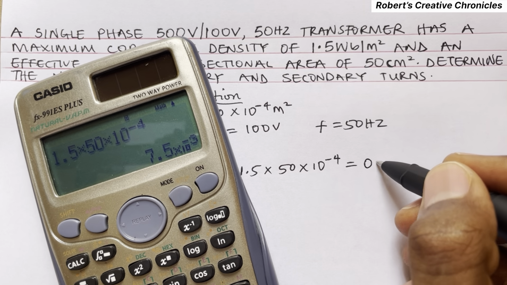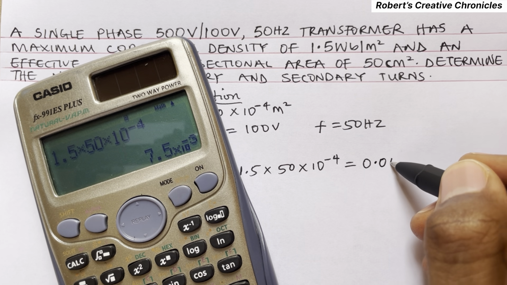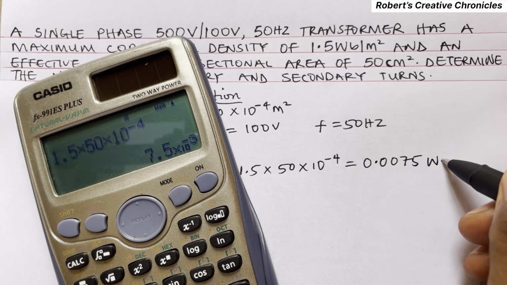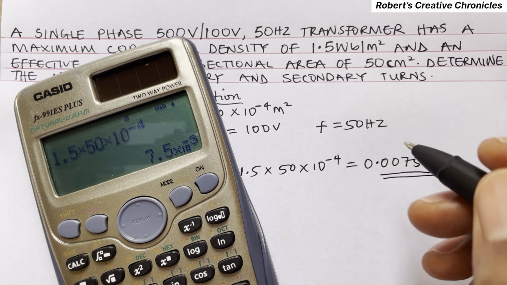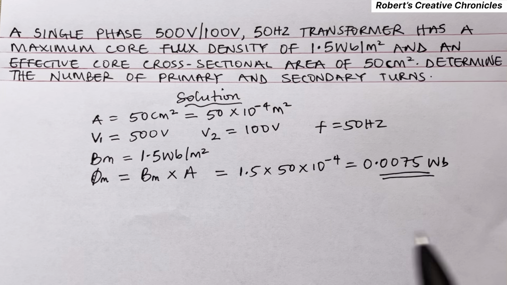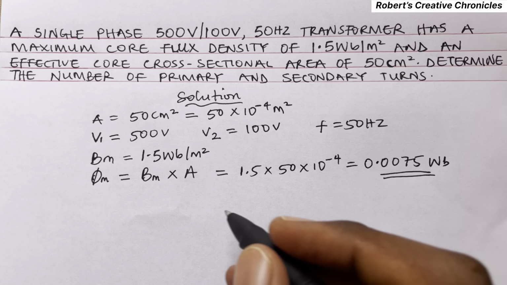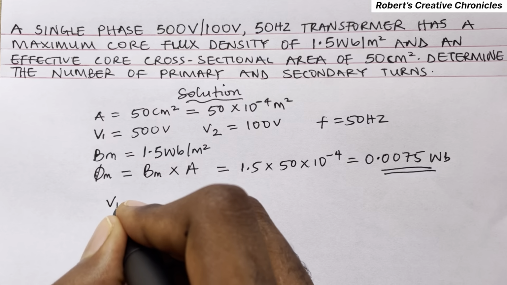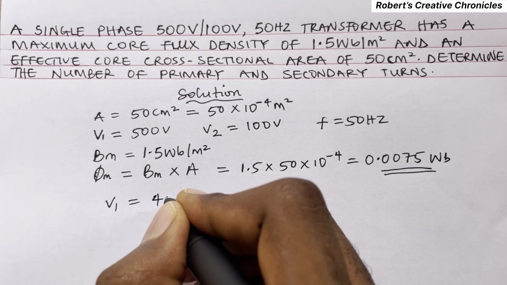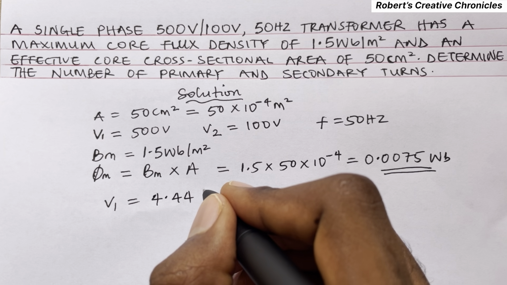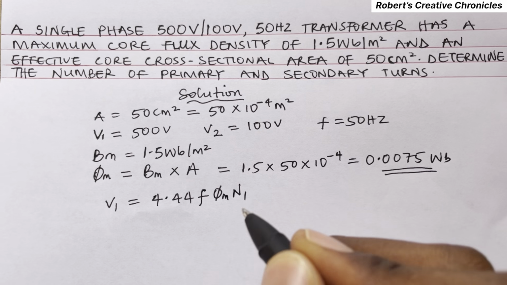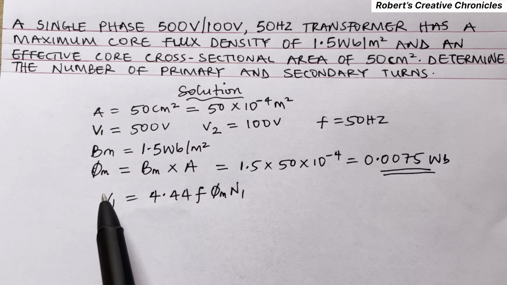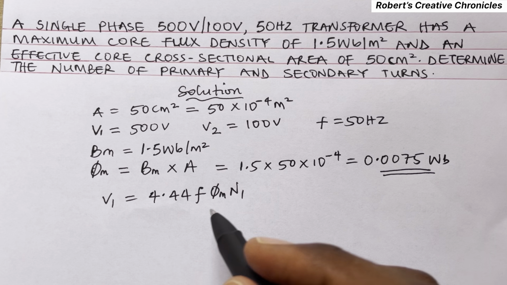So it is 0.0075 Weber. That is 7.5 times 10 to the power of minus 3. Then we will use the formula V1 is equal to 4.44 F N1. So this one, the formula, you can use V1 for voltage or E1 for EMF. They are the same thing.